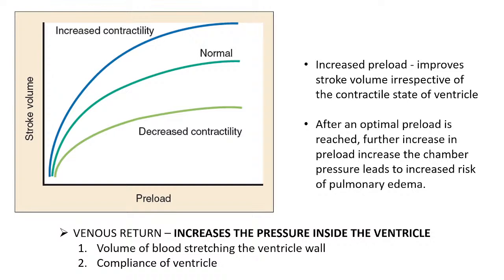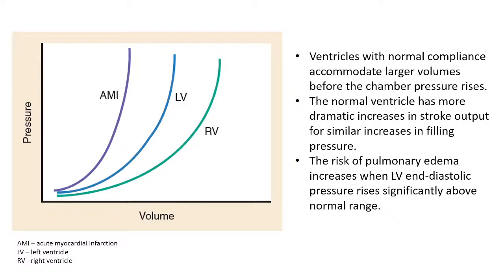The pressure inside the ventricle basically depends upon the volume of blood reaching the left ventricle and the compliance of the ventricle. It is not dependent on volume alone; it also depends upon the compliance of the ventricle. In the case of a normal ventricle, as the volume increases, there is not a steep rise in pressure inside the left or right ventricular cavity. As you can see, there is a gradual rise in pressure inside the ventricular cavity.